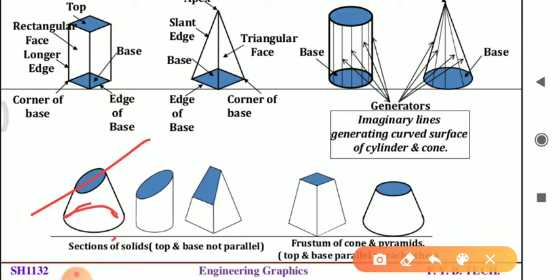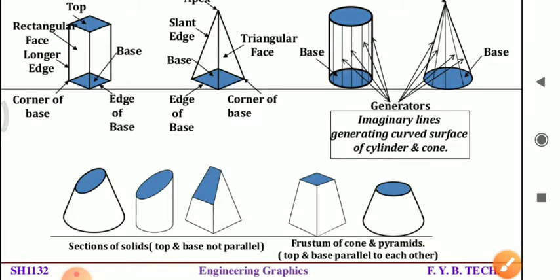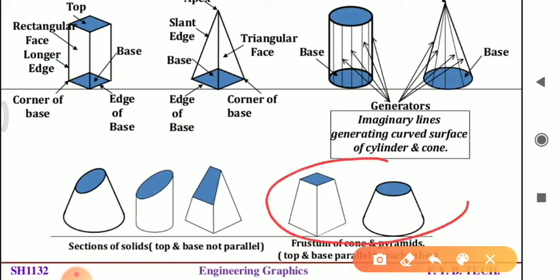This is called a section of a solid. This is called truncated solids. Remember that. And this one is what you are going to see here. This is a frustum. Here the sectioning is done parallel to the base. This is the base, and the cut is parallel to the base. So these are called frustums.